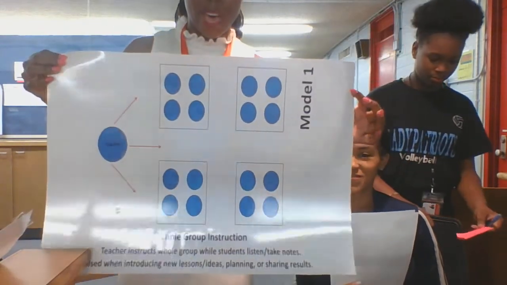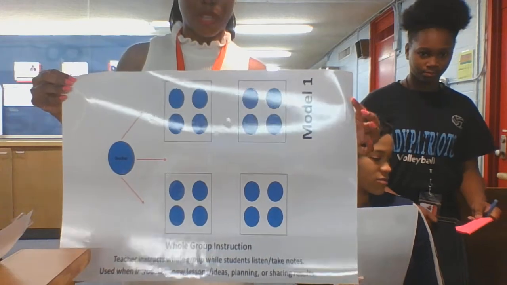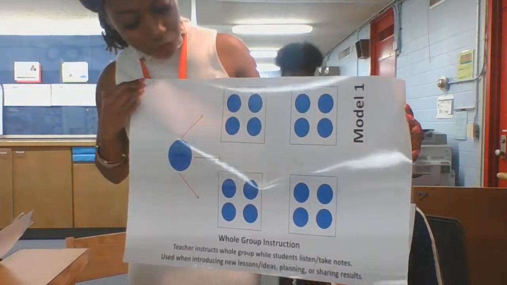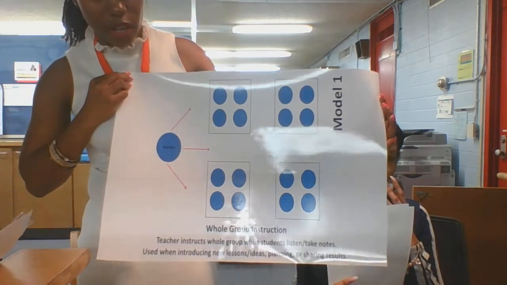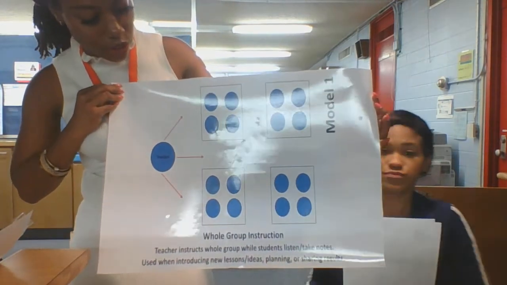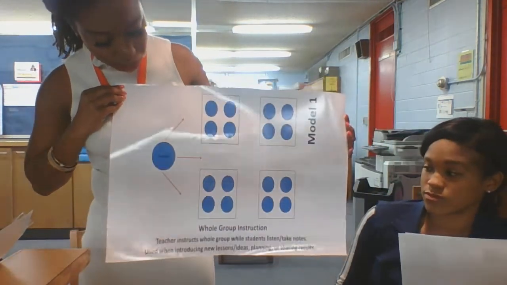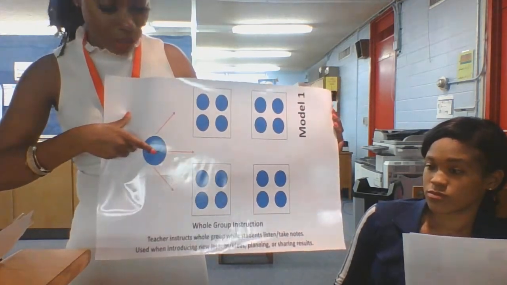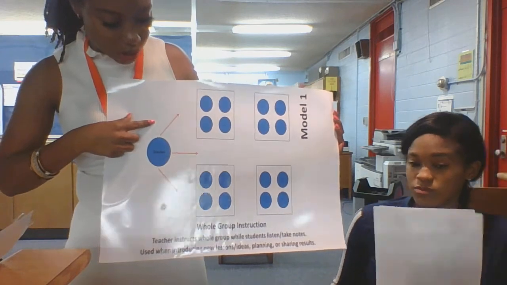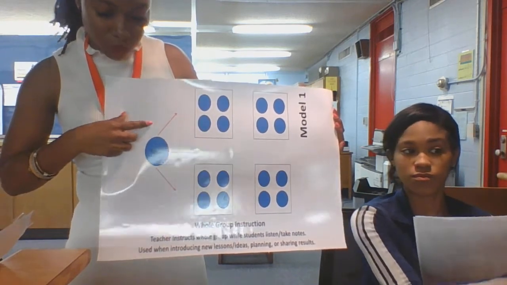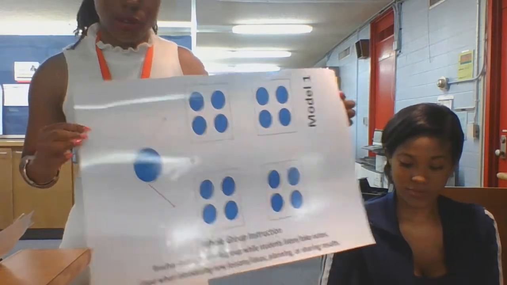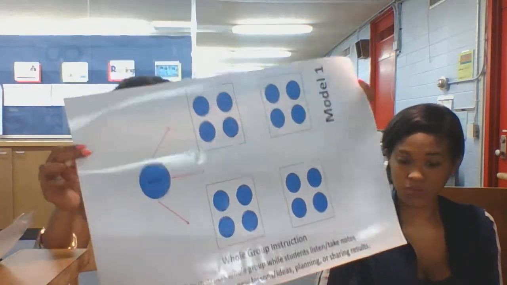So we have this Model 1 figure, and this is showing the definition of whole group instruction, which is saying that the teacher instructs the whole group right here while the students are listening and taking notes. And this is used mainly at the beginning of a lesson cycle, basically when introducing new material.